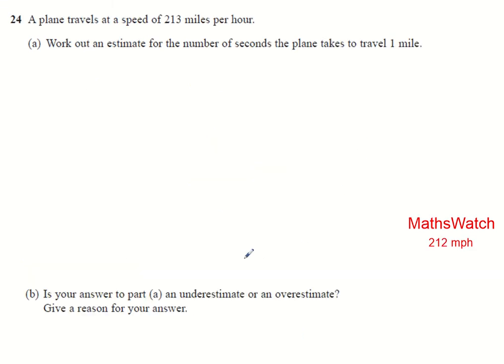Question 24. A plane travels at a speed of 213 miles per hour. Work out an estimate for the number of seconds the plane takes to travel 1 mile. So at the moment we're doing 213 miles in 1 hour. I'll call this time, I'll call it hours. Now when we're working out an estimate, we usually round one of the numbers. Most of the time we're rounding more than one number, and it's usually to one significant figure. Basically we don't want to be using a number of 213, that would be difficult to use, so we're going to round the 213 miles so that we're only using 200 miles in 1 hour.